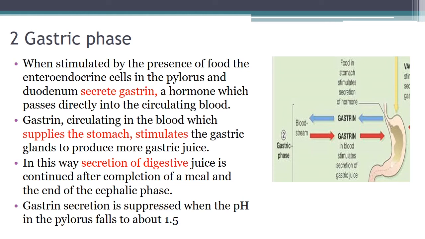The gastrin circulates in the blood, which supplies the stomach, and stimulates the gastric glands to produce more gastric juice. In this way, the secretion of digestive juice continues after the completion of a meal and at the end of the cephalic phase. The gastric secretion is suppressed when the pH in the pylorus falls to about 1.5. So this is all about the gastric phase.